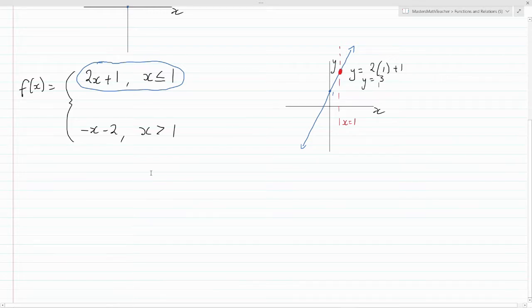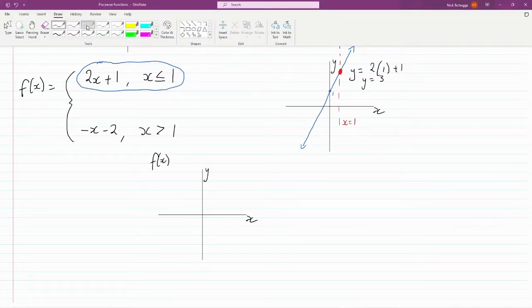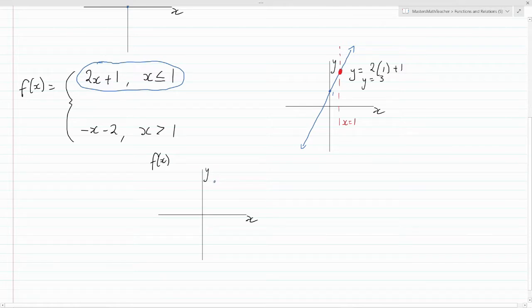So now when I pull up the actual graph, my f of x graph, I know that it looks like this. We're starting here at (1, 3) and going down. That's the only part I'm interested in. All this stuff past x equals 1, I don't care about. It's not part of my graph.